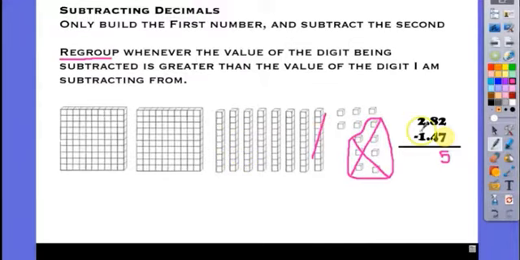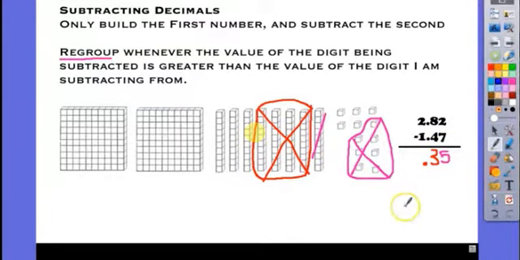Go to the next level. You now have 7 rods here. You need to subtract 4. So you circle the 4 rods and then you cross them. You will remain with 3 rods. So you write 3 there. That means 7 tenths less 4 tenths is 3 tenths.